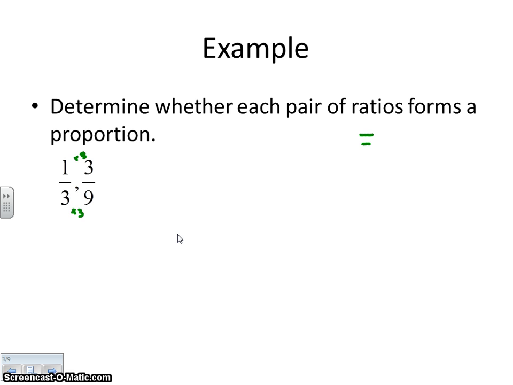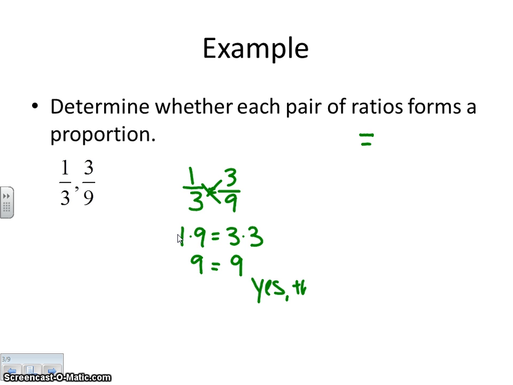Well, in case you didn't see that, I want to show you something because there's going to be ratios that are not in your face obvious. So what you want to do is 1/3 equals 3/9. You do your cross multiplying, and you have 1 times 9 equals 3 times 3. And 9 equals 9. Does 9 equal 9? Yes, it does. So yes, this is a proportion.